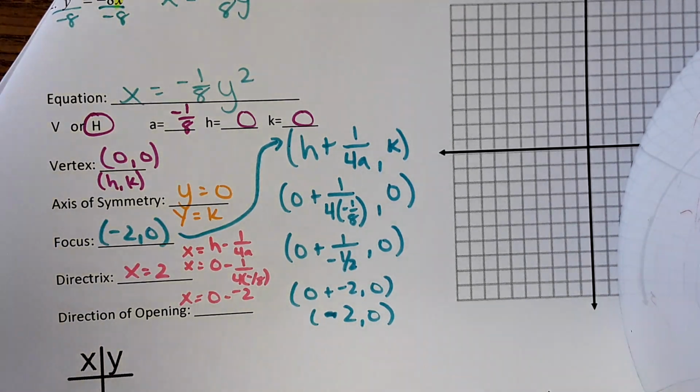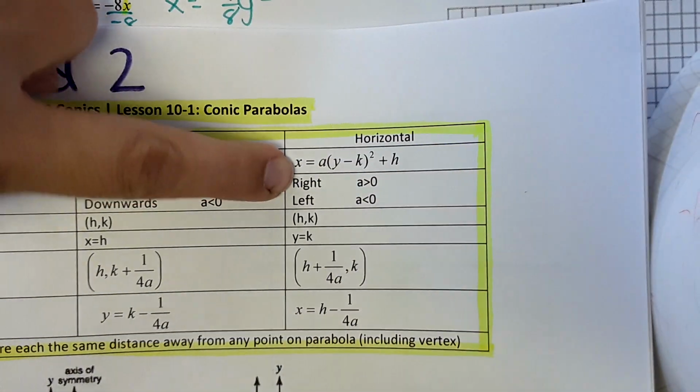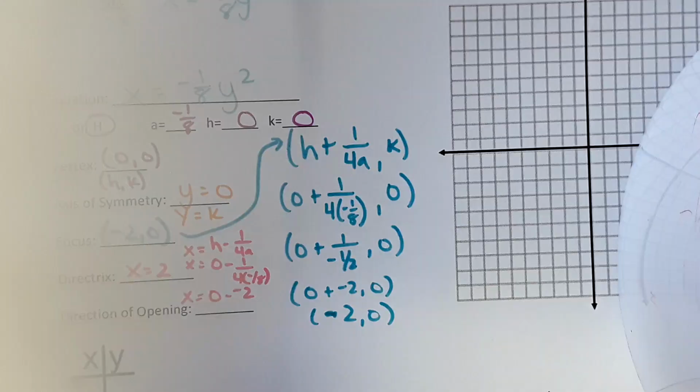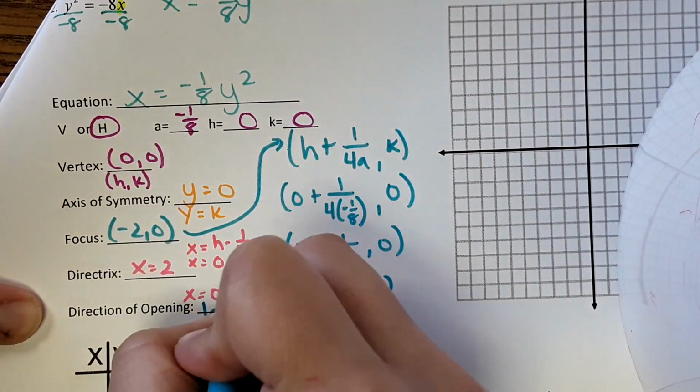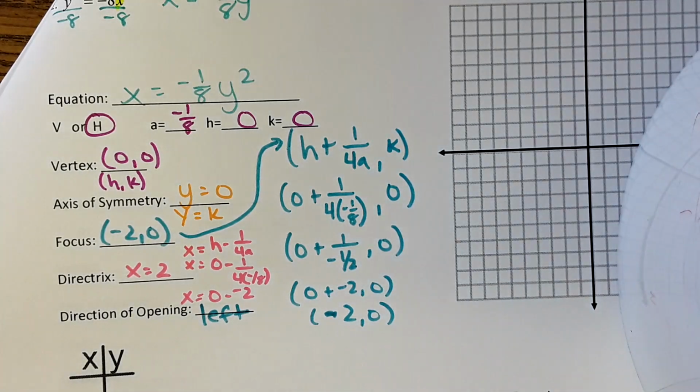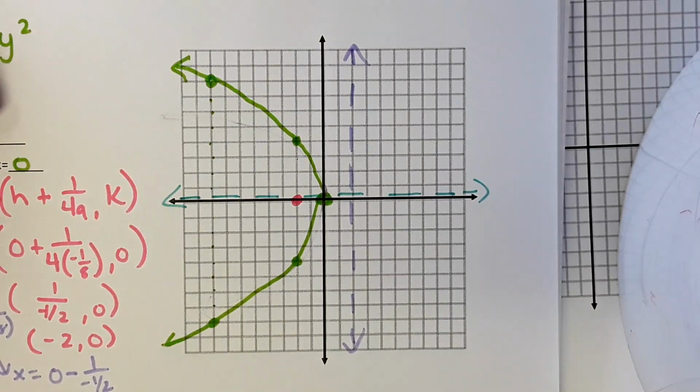And then direction of opening, if a is greater than 0, it's to the right. If a is less than 0, it's to the left. And so negative 1/8 is less than 0, so that would be left. It's not downward or upward? Nope, because it's horizontal. So our parabola is going to go to the left, like that.